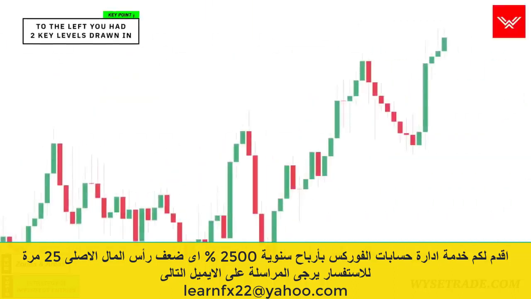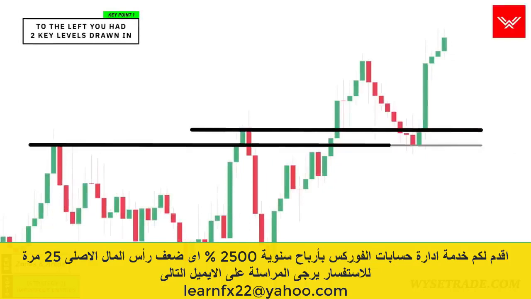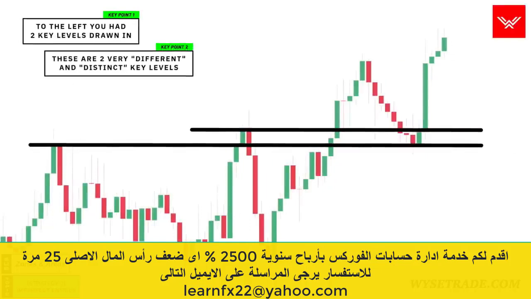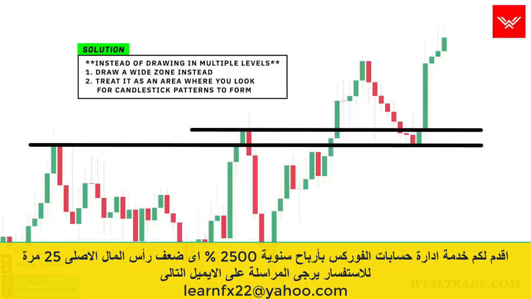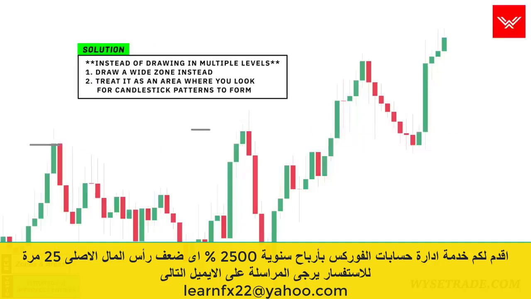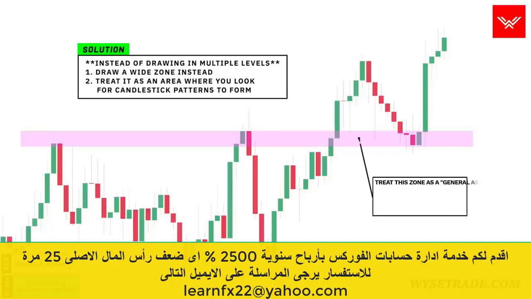To the left, level 1 is here, level 2 is here. These are two very clear and distinct different key levels, but they are close by to one another. So again, instead of having two levels drawn in and causing paralysis and confusion, create a wide zone and look for candlestick patterns to form in that wide zone and area, followed by a trend change confirmation.